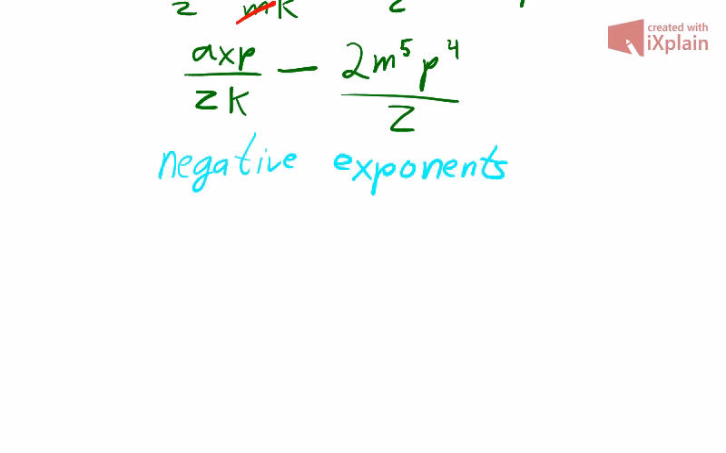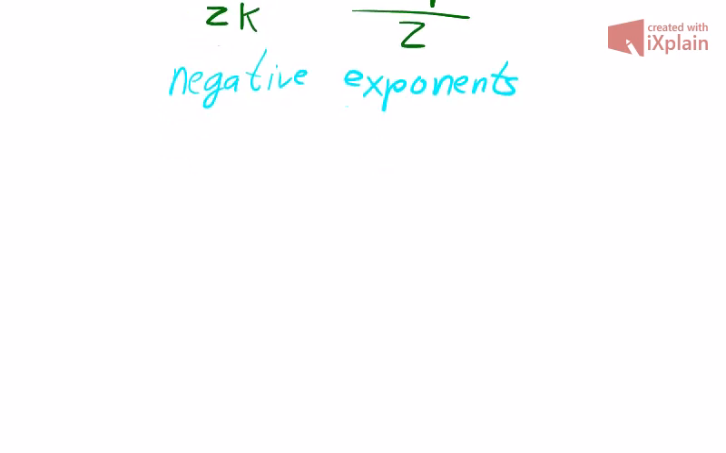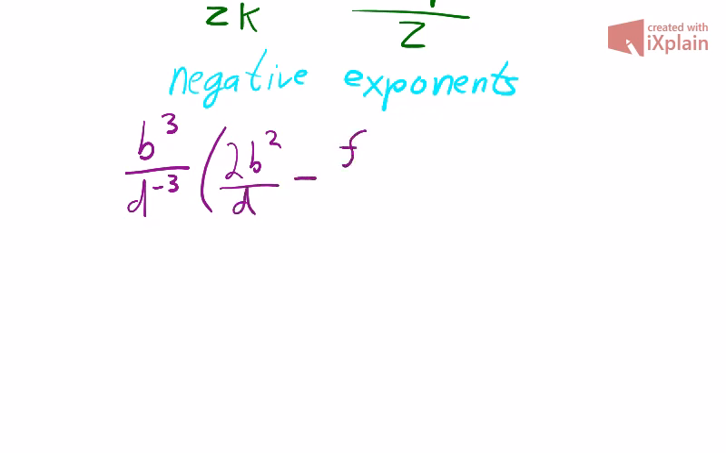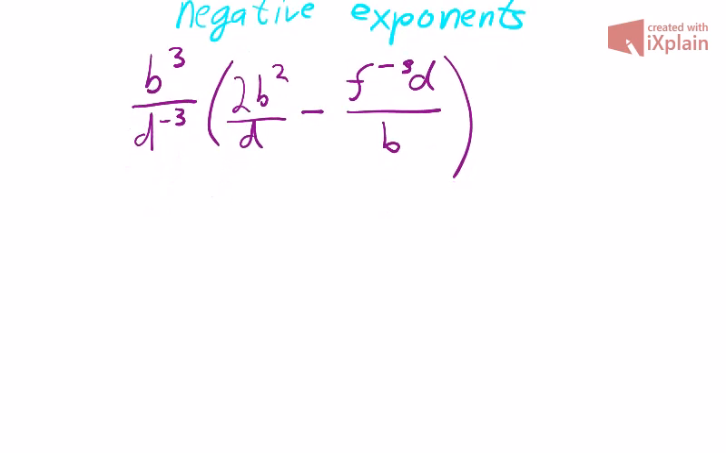And an example problem here, I'm going to use that really pretty purple I found earlier, is going to be b to the power of 3 divided by d to the negative 3 times 2b squared over d minus f to the negative 3 d over b. Wow, there's a lot of letters there. Don't worry, it's not as bad as it sounds, I promise.